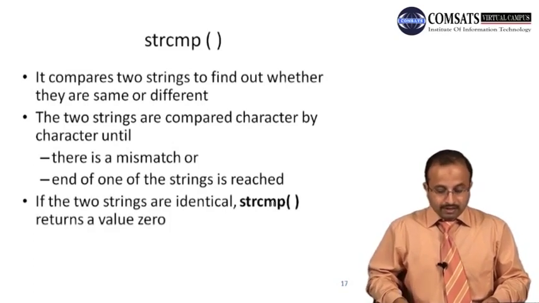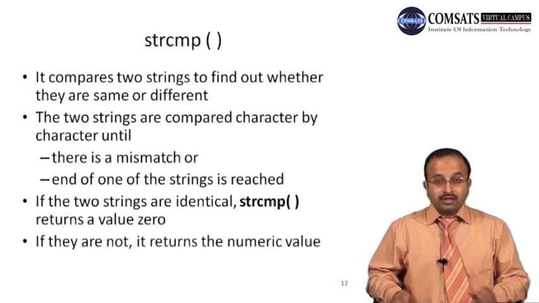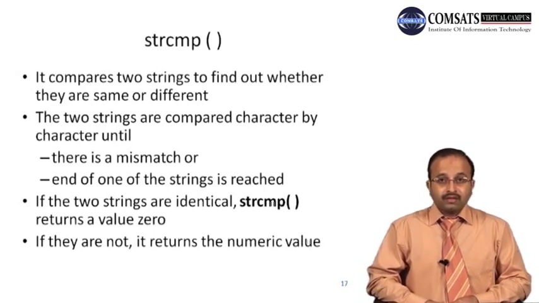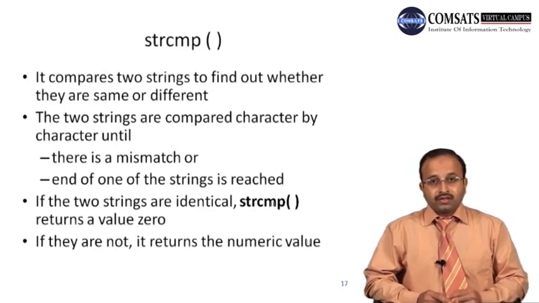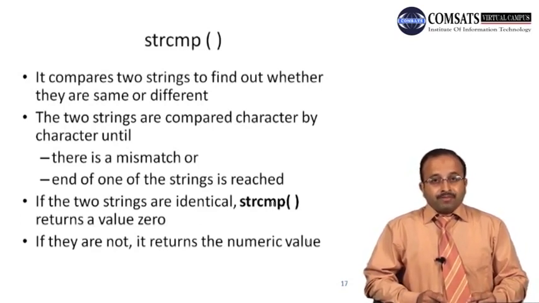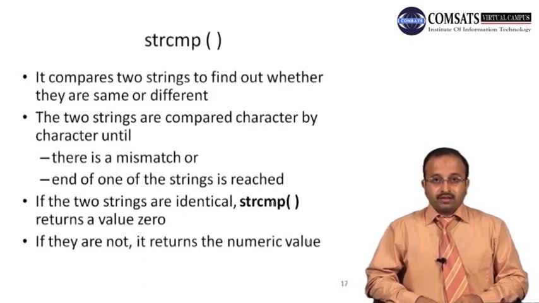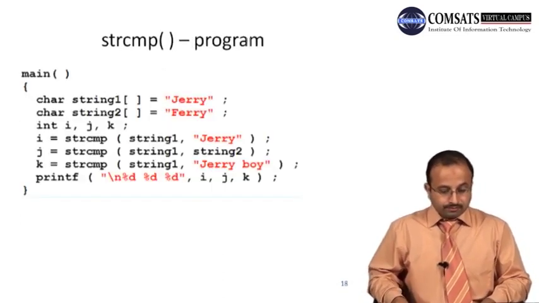So if both strings are identical, string compare returns 0, and if they are not, it returns a numeric value. So let's say the strings are ABC and ACB. Now it compares A with A, first letter with first letter, then it compares B with C. So there is a difference. अब ASCII value of B और ASCII value of C, इन दोनों में subtraction का operation perform होगा, and whatever is the value, that will be returned, that will be the return value of string compare function. ठीक है?